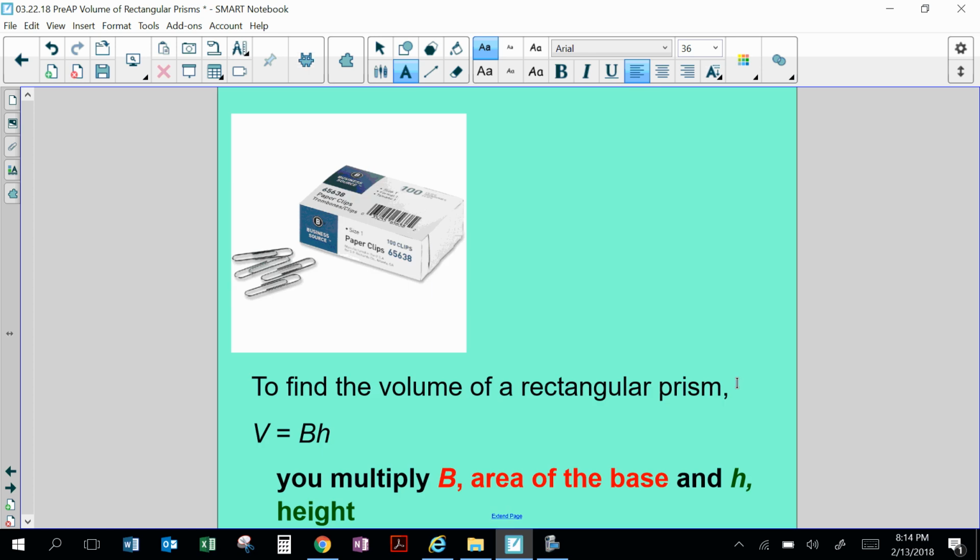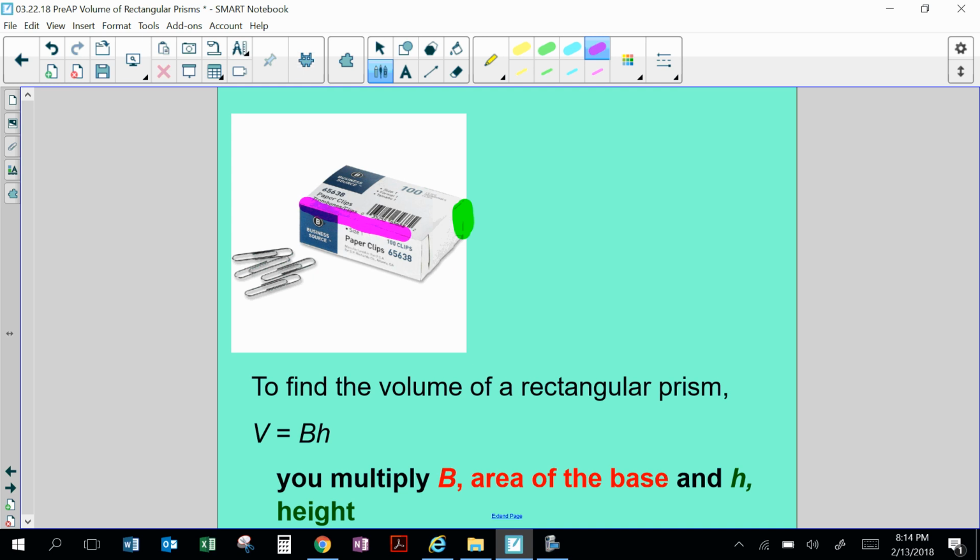And height. The big B represents the area of the base, of one base. To find the volume of a rectangular prism, you use the formula capital V equals B H. You multiply big B, which is the area of one base, and H is the height. So let me show you, the height of the box would be here, while the area of the base would be this.